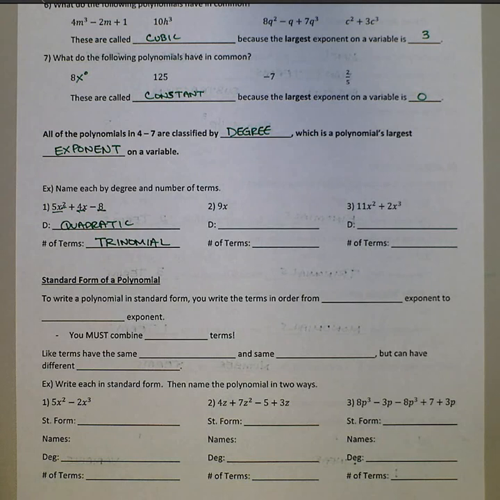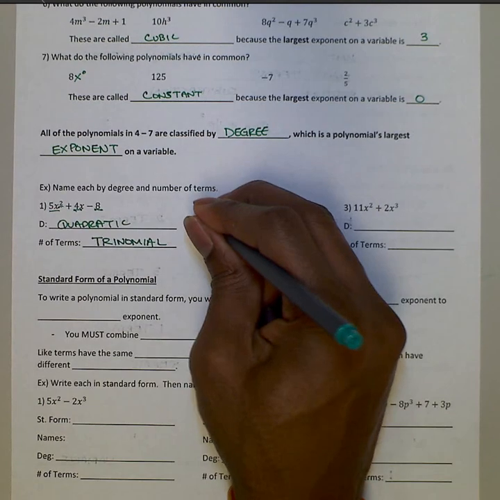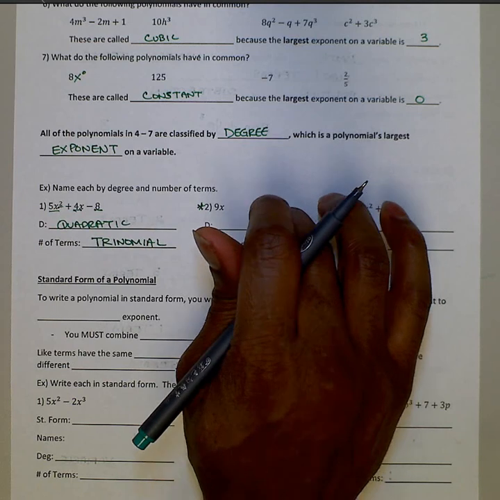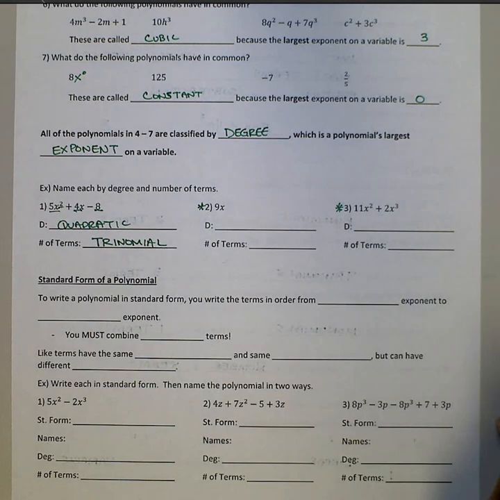Okay, so pretty straightforward. You can reference what we have in our notes to name those. In fact, bring 2 and 3 here, classifying it by the degree and the number of terms. Bring it to class so I can check it.